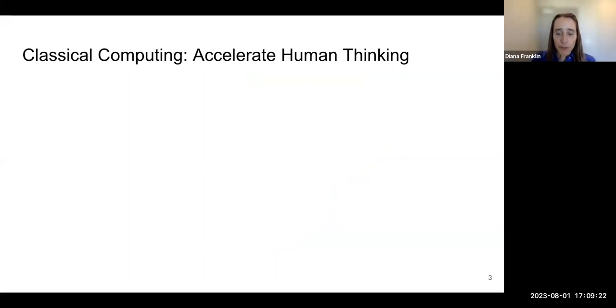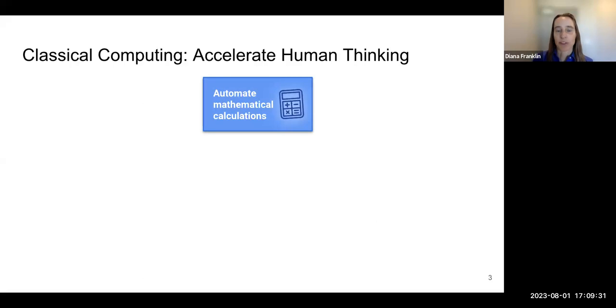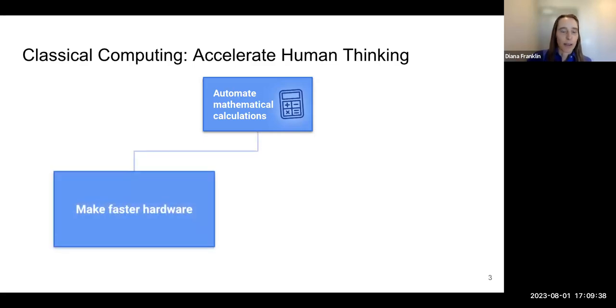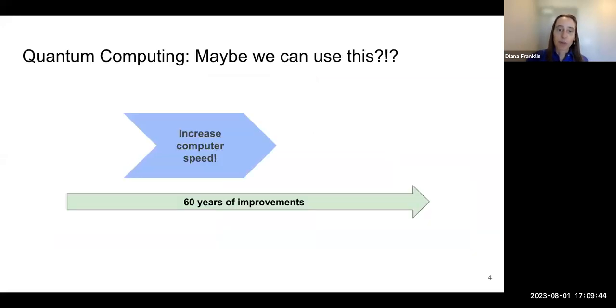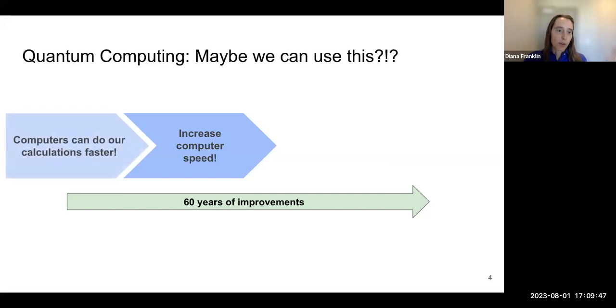Okay. So I think for learning quantum computing, it's useful to know a little bit of the history of classical computing. Classical computing was designed to automate mathematical calculations that people were doing. And in the time since then, we've been trying to make faster hardware and make larger storage. So the first computers were invented, and those could do calculations much faster than we could do by hand.